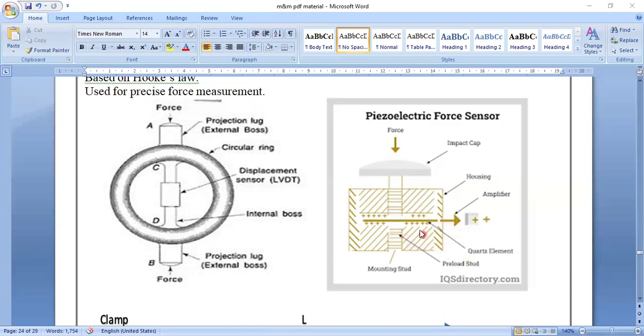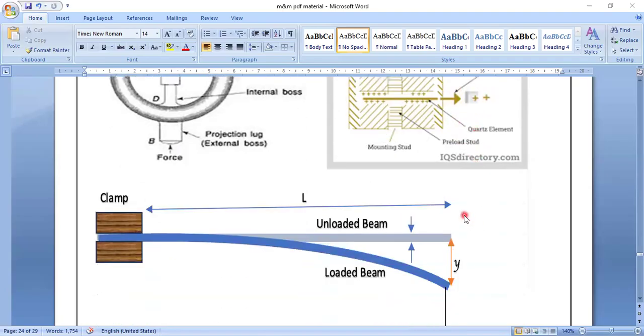So there is some quartz element used here and here. Now this will damp and this will damp and this will touch this area. So this will be amplified and displayed here. Okay. So this is a mounting stud. This is a preloaded stud. So this will come down like a spring system. When it is coming and touching, this is converted into electrical signals. Piezoelectric means, already we have told the piezoelectric force system. So this amplifier is showing the values here.